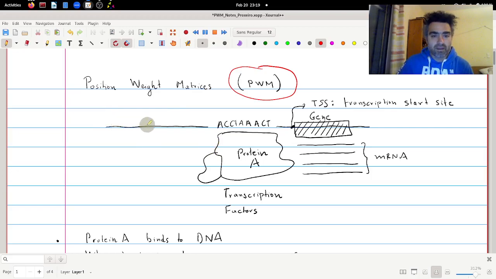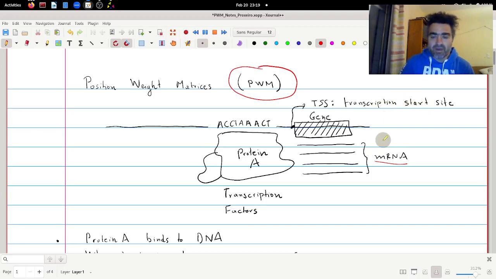So this is the DNA, again as a straight line, and at some location of the DNA there is a gene. Now this gene will be transcribed and it will generate some mRNA here. So the more it is transcribed, the more mRNA it will generate. The initial position where the transcription starts is called TSS, or transcription start site.